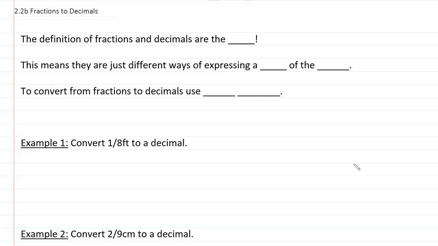2.2b, fractions to decimals. The definitions of fractions and decimals are the same, as you may have noticed. This just means that they are different ways of expressing a part of the whole. They're the same exact thing, just written in different notation. To convert from fractions to decimals, use long division.